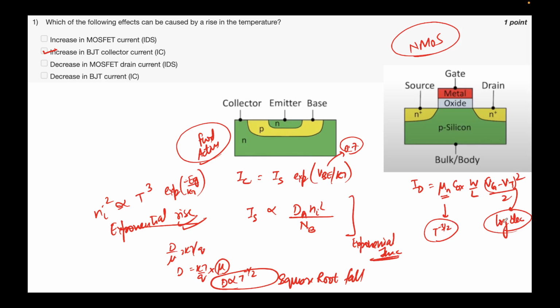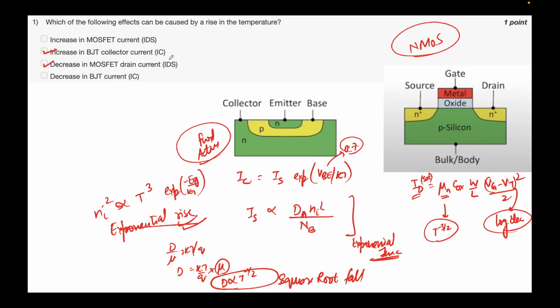Whatever gain in current you can have with the decrease in Vt will be more than compensated by the decrease in the electron mobility. So we observe that practically the drain current in saturation in a MOSFET decreases as we increase the temperature, predominantly because mobility has decreased. Even though the threshold voltage has decreased, it's not sufficient to compensate for the decrease in mobility. So what we have is a decrease in MOSFET drain current.